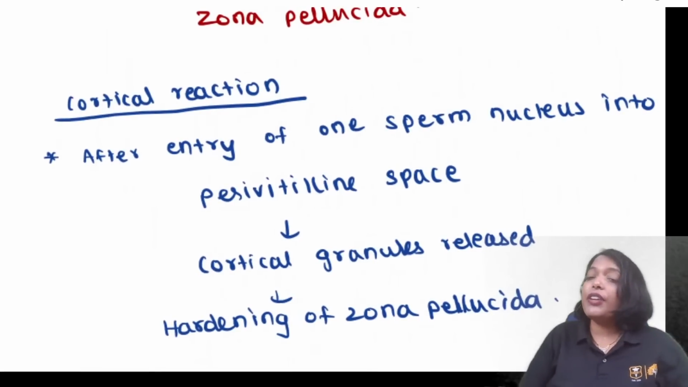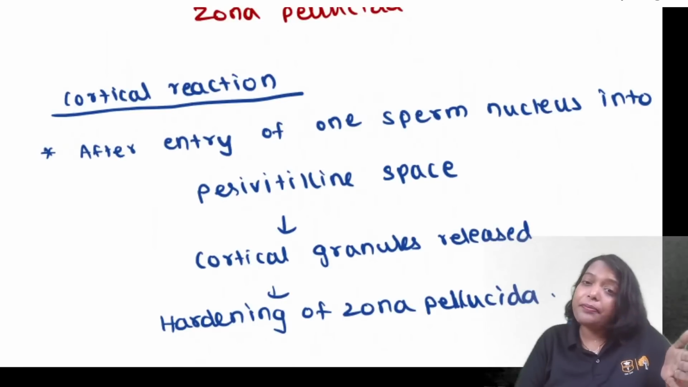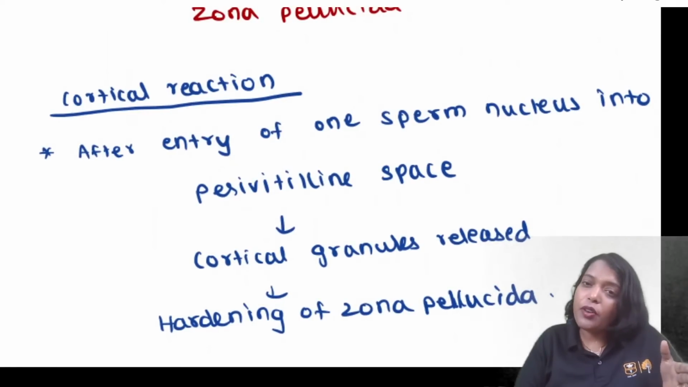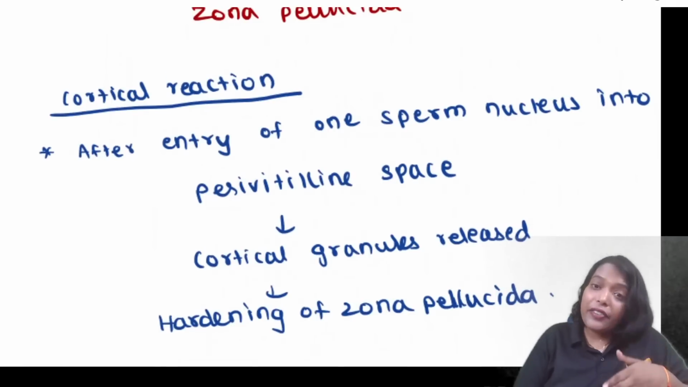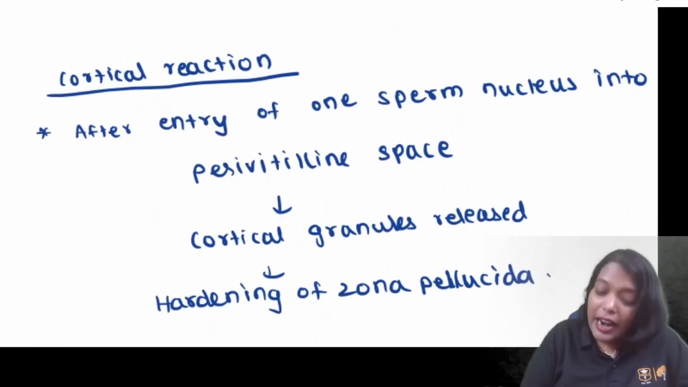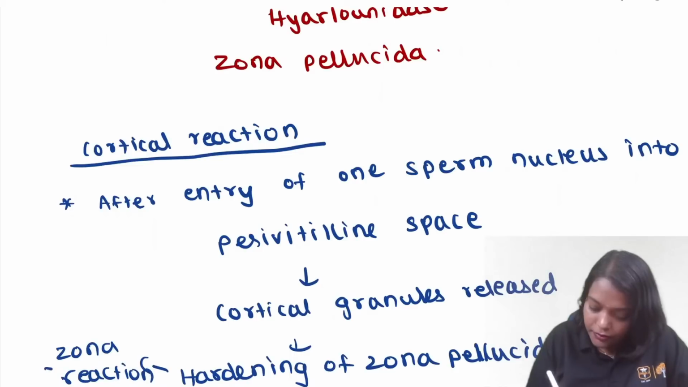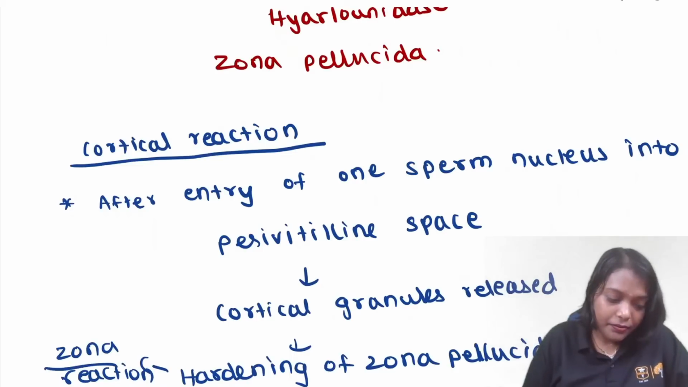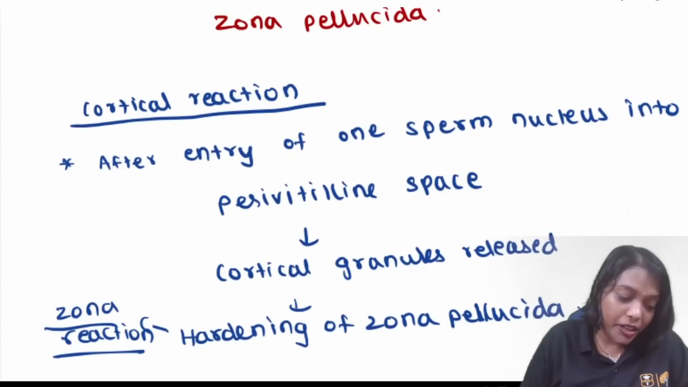So can you tell me the order which we have seen in the sperms? Sperms will undergo first spermatogenesis, then spermiogenesis, then hypermotility of the sperms, which is called capacitation. Then they will undergo acrosomal reaction, then cortical reaction. Release of the cortical granules is called cortical reaction, and hardening of the zona pellucida is called zona reaction. This zona reaction is mainly occurring to prevent polyspermy.